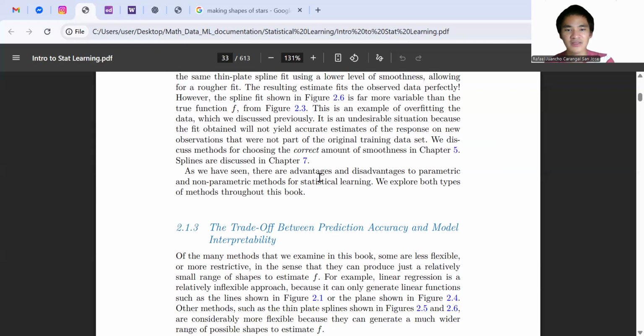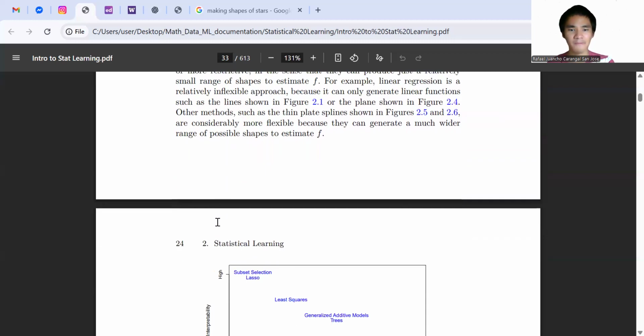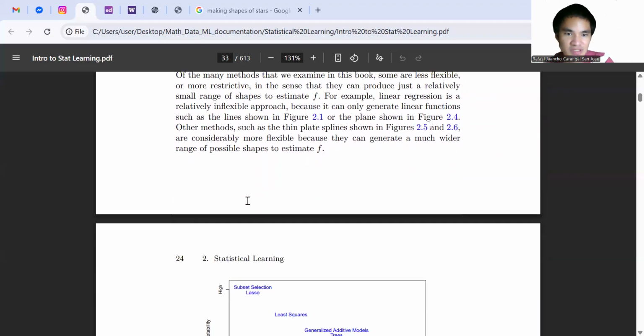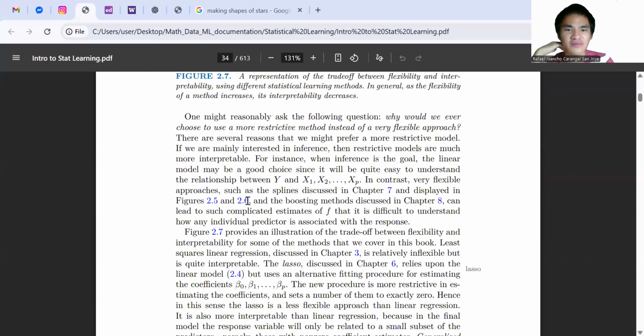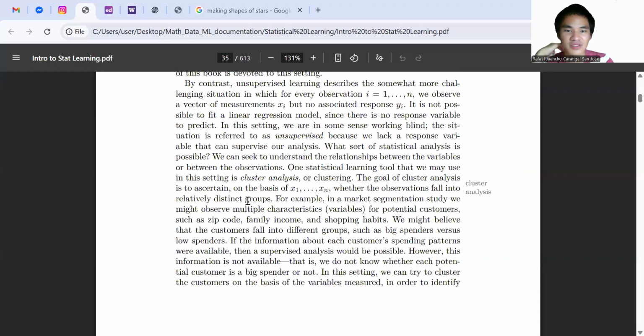So as we have seen, there are advantages and disadvantages to parametric and non-parametric methods for statistical learning, and we explore both types of methods throughout this book. So yes, we're trying to be more conceptual. There's more of a conceptual understanding behind the later things to come.